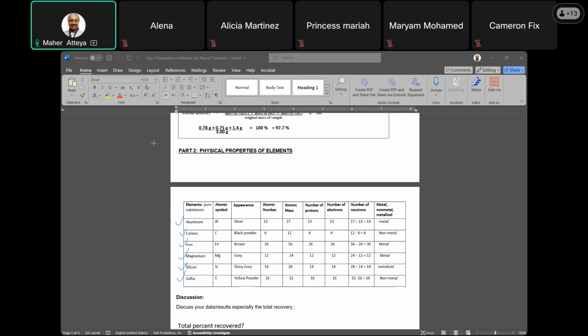So you have to have the periodic table handy. Determine the symbol of each element in the periodic table, and determine its appearance inside the vial. Carbon is charcoal, very dark black. Iron is black. Aluminum is shiny gray. Magnesium is shiny gray. Silicon is a little bit dull gray, so it's grayish. And sulfur is very bright yellow crystals. All those are solids. Now, that's the appearance.